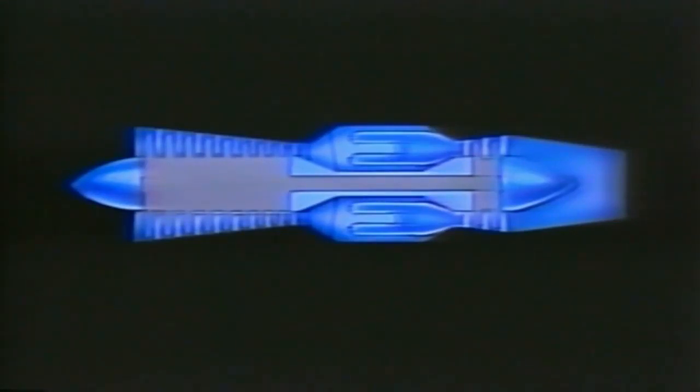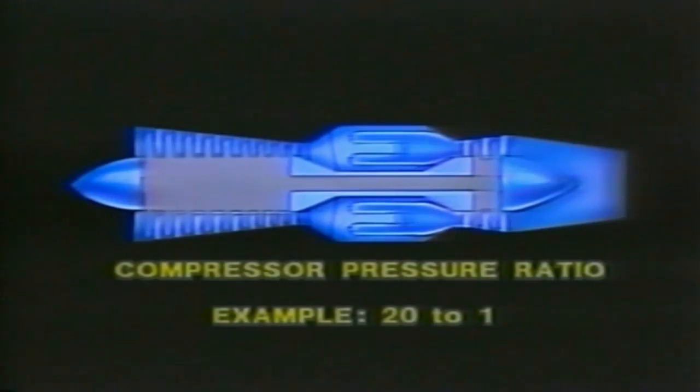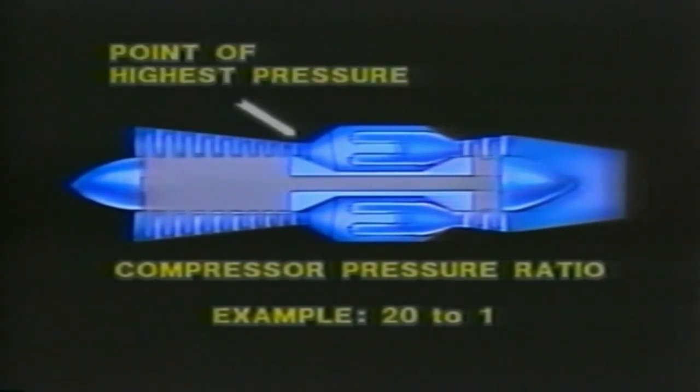Now, how much air pressure will the compressor develop? Well, if it increases the pressure of the incoming air by 20 times, we say it has a pressure ratio of 20 to 1. With a ratio like that operating at sea level, it would boost the incoming air to almost 300 pounds per square inch. Compressors today have pressure ratios of 20 to 1 or better. Another point. The highest pressure within an engine of this type is always at the compressor exit.